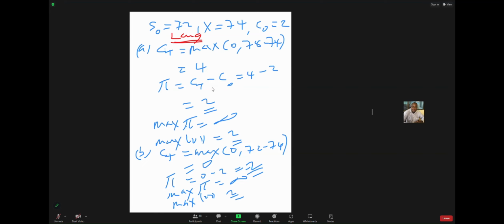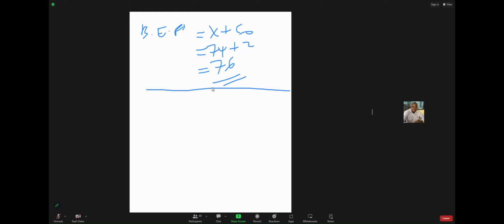So we can go to another slide, which is break-even price. Break-even price is exercise plus CO, which is 74 plus 2. So to break even, the market price has to go to 76. When the market price is 76, both the long and the short will make 0 profit. I hope it is clear.